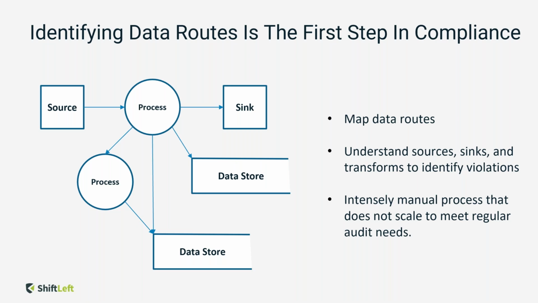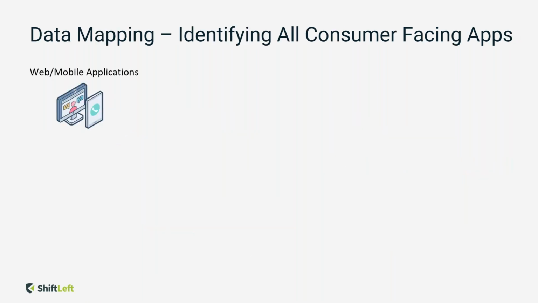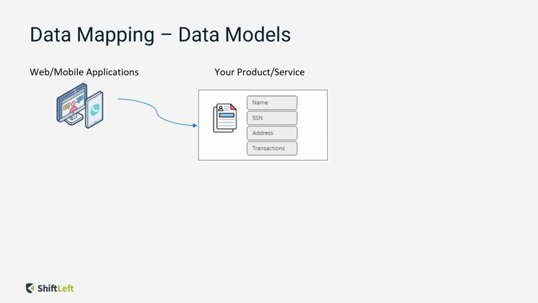Let's see an example of this in action, and that will make this much clearer. So let's take the example of an organization. It has a bunch of web and mobile applications. So the first step is to identify all those applications, the applications that are actually consumer facing. Once you have done that, is to identify the data that you actually collect from a customer. So the example here I've mentioned, okay, you collect name, social, address, and then you might have a bunch of transactions on top of it. So this is the data that you have.